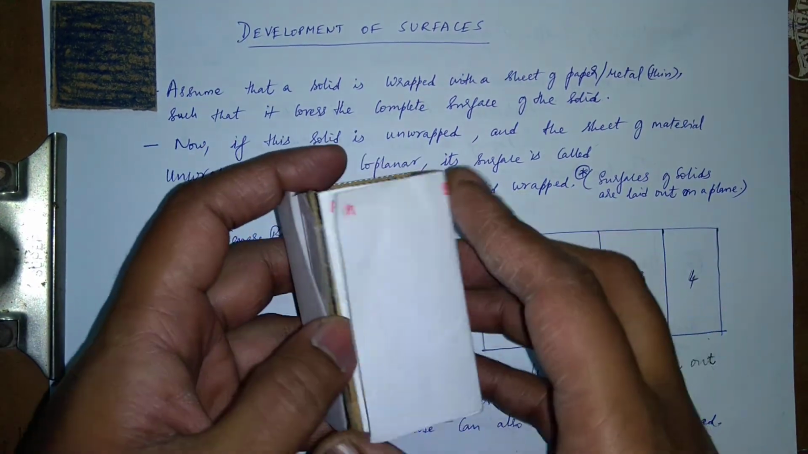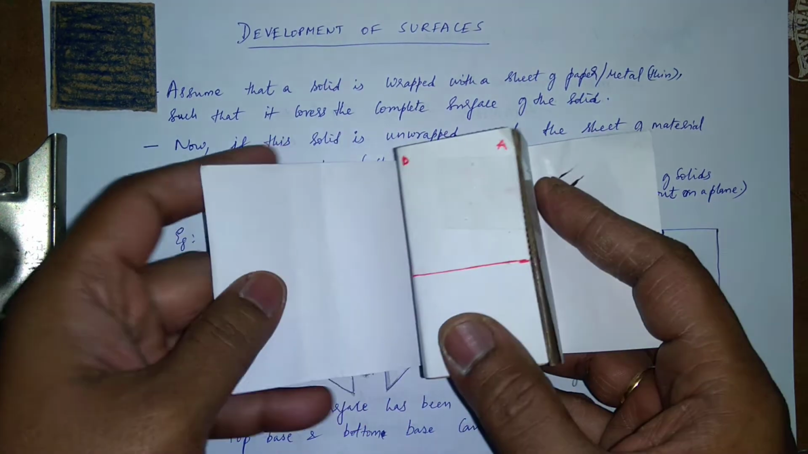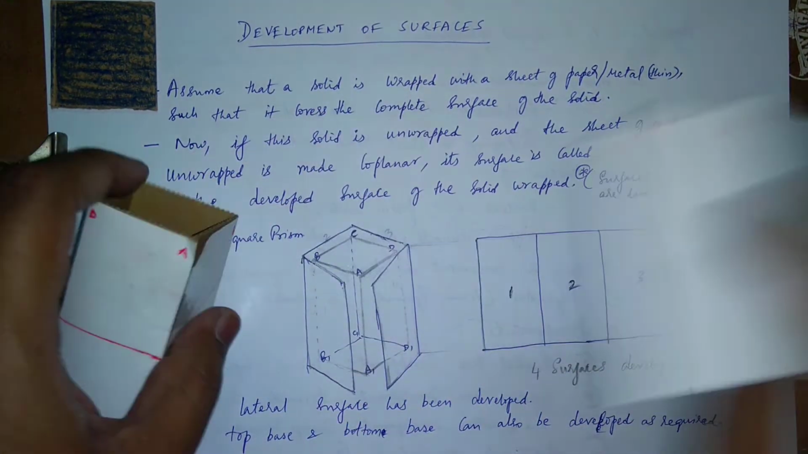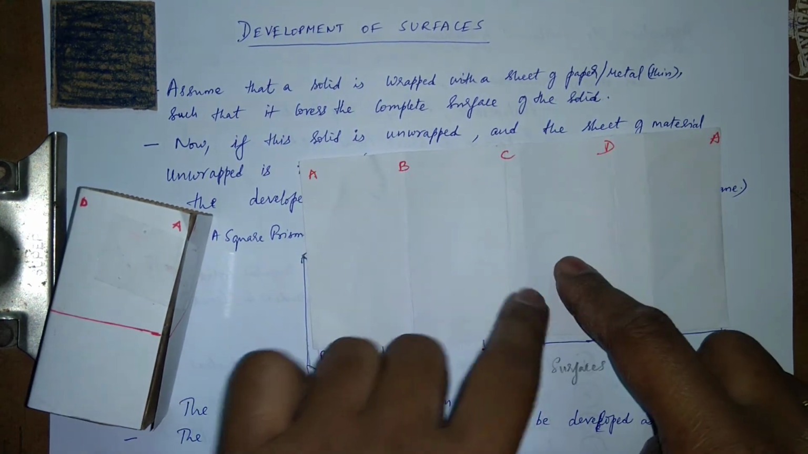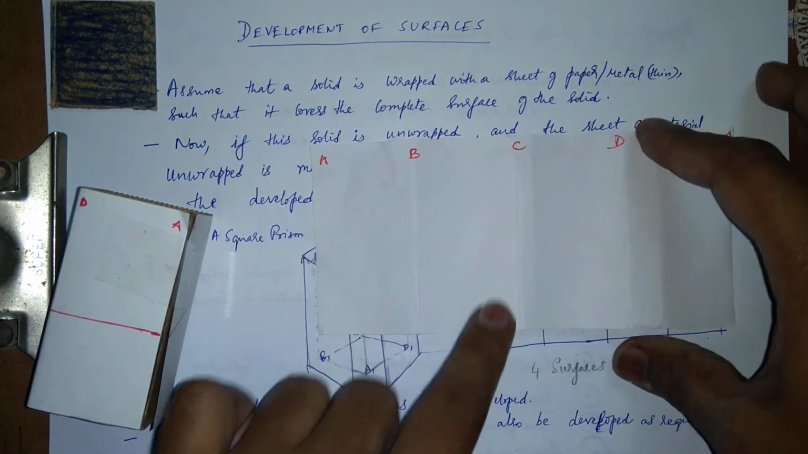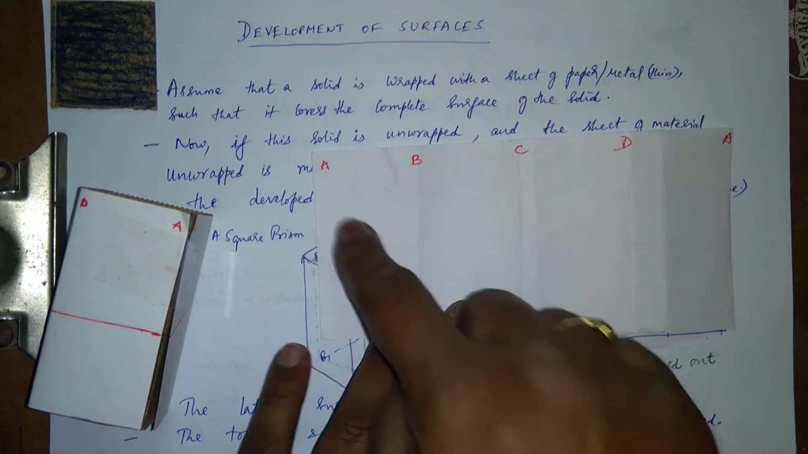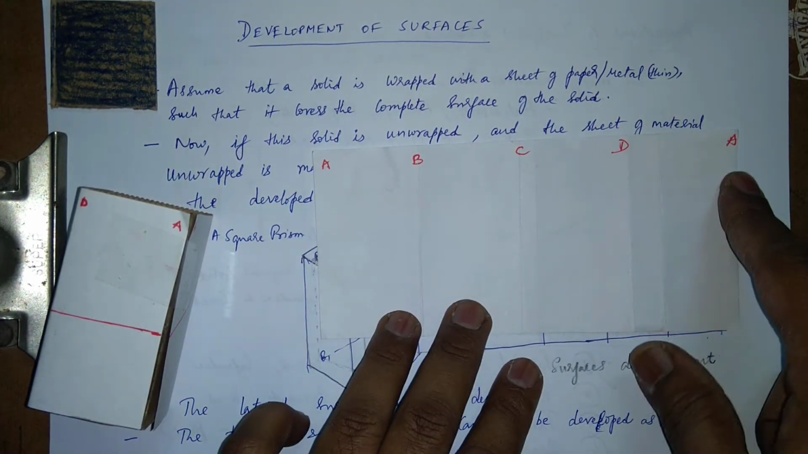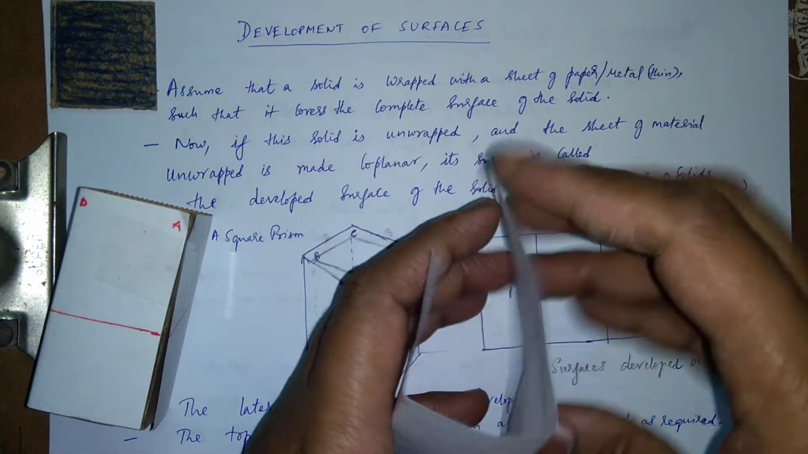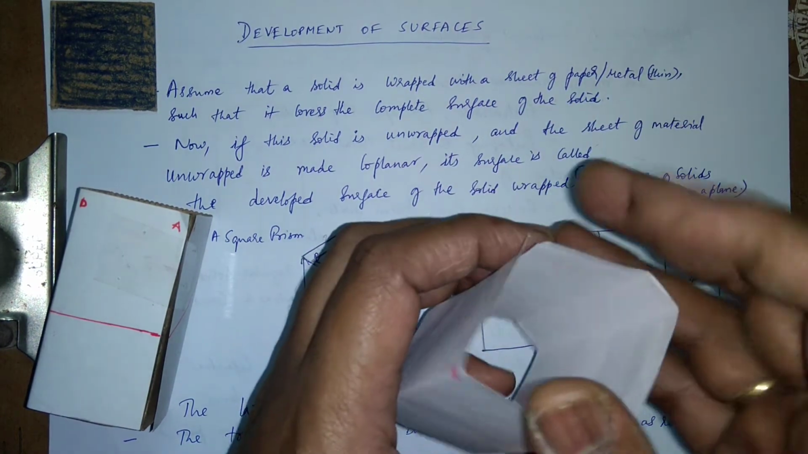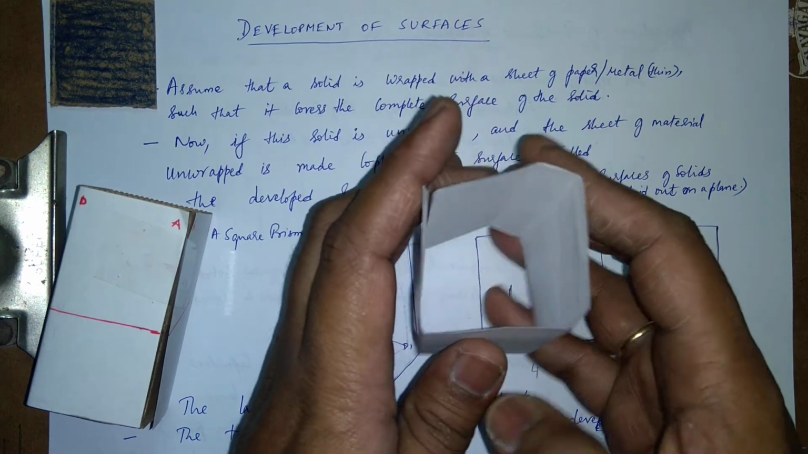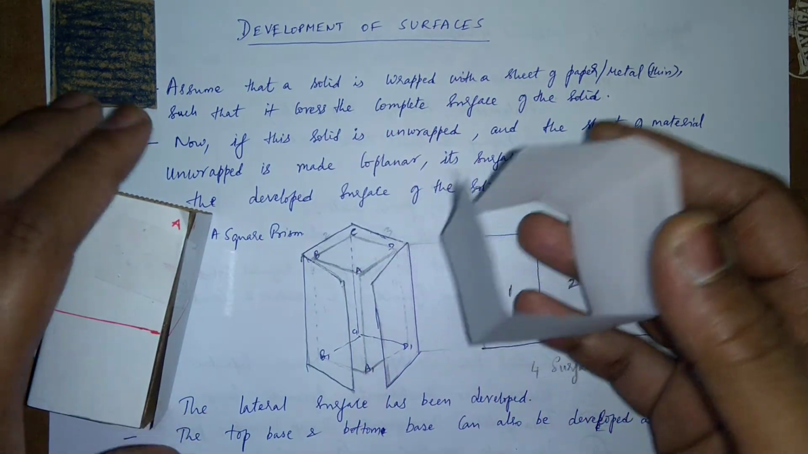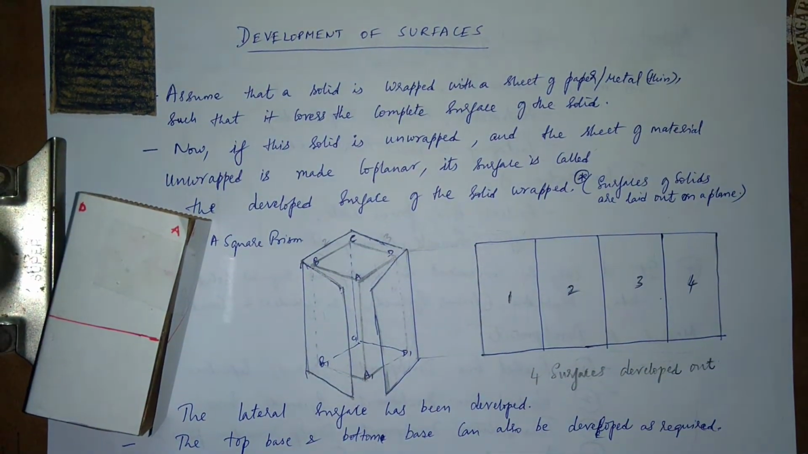Now if this is opened out, how does it spread out? This spreads out to be one rectangle, second rectangle, third and fourth rectangle. 4 rectangles spread out, starting off from A, B, C, D, and then A again. So these both will be joining like this. With this, we can wrap the square prism. This is what it is. So this is basically the applications. We'll talk about the applications in a minute.